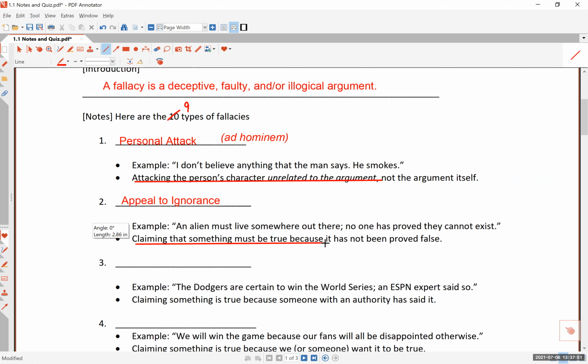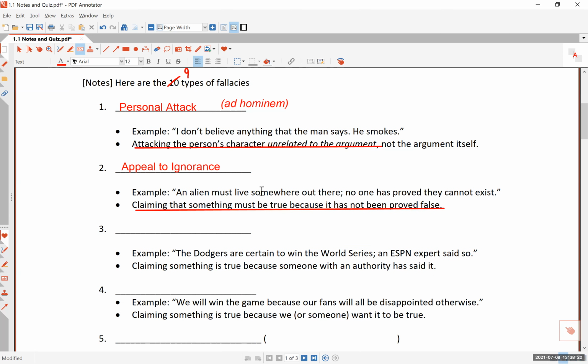Claiming that something must be true because you can't prove it false. Well, just because you can't prove something false does not mean that it must be true. Here is an example of such a fallacy. I believe that an alien is living somewhere. An alien must be living somewhere out there because no one has proved that they cannot exist. Because nobody proved otherwise, I am going to believe that aliens must exist. That is a faulty argument. Now, do aliens exist? The answer is I don't know. But this argument, the reasoning for your conclusion, is not correct.